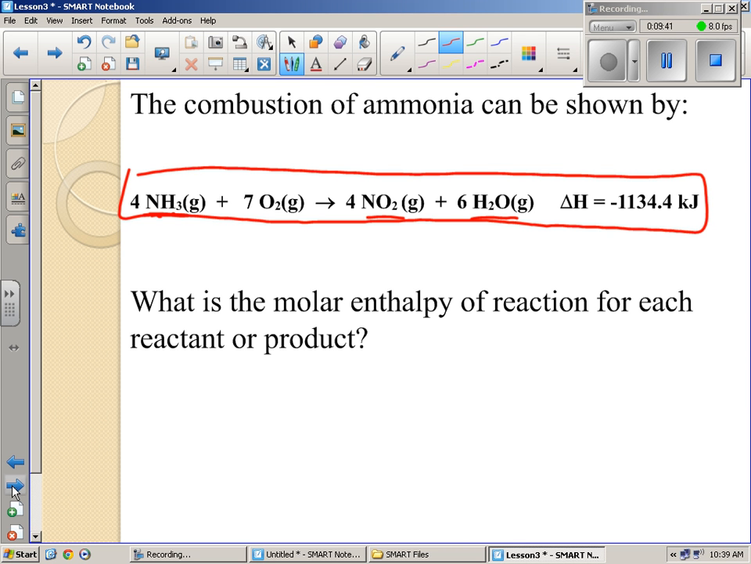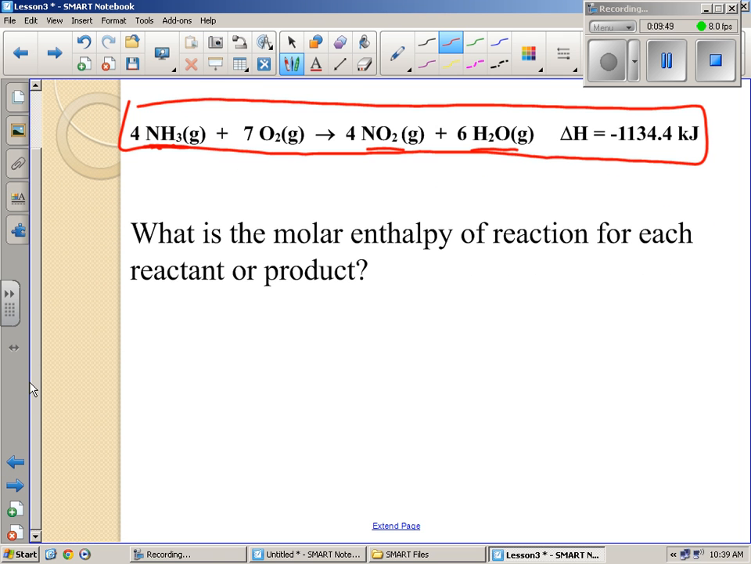If I wanted to figure out the molar enthalpy, let's just worry about each reactant. So basically, let me put it to you this way. Here's what we're going to do. Let's just focus on this right here. Don't worry about this or this or this. Let's just focus on this part right here.